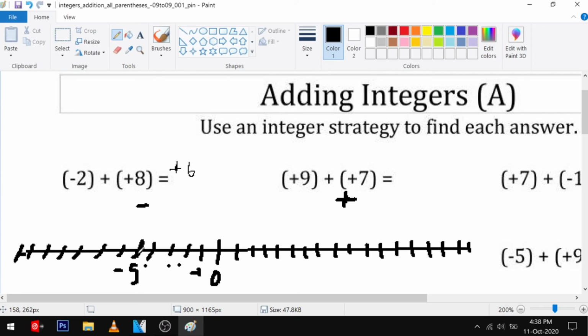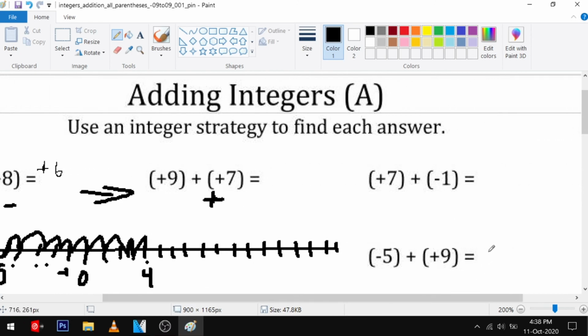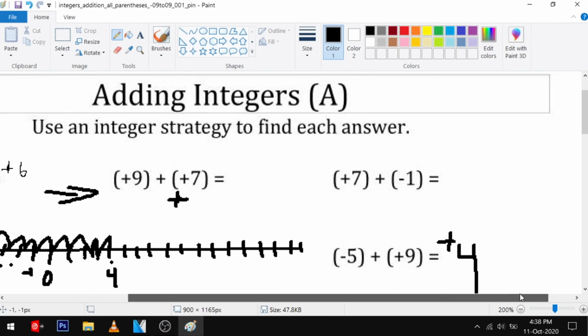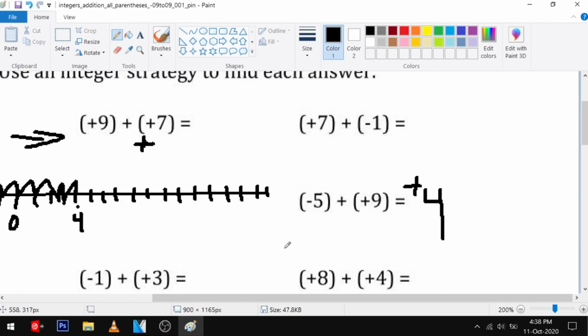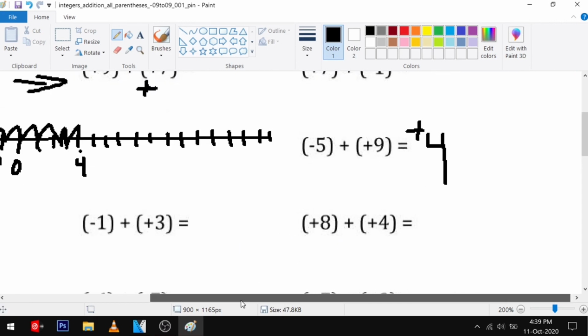How do I know which direction to move? The number is positive. So I move to the positive side. How many times will I add or skip on the positive side? I am going to do 9. 1, 2, 3, 4, 5, 6, 7, 8, 9. So I got 1, 2, 3, 4. So my answer here for this one would be positive. All right, positive 4. All right. Now you guys could practice on your own, but this is the basic idea behind adding integers.